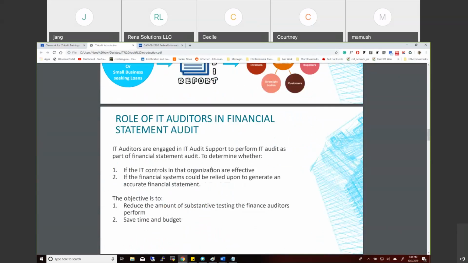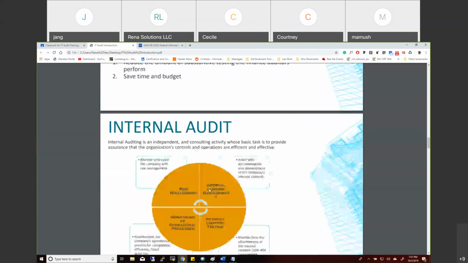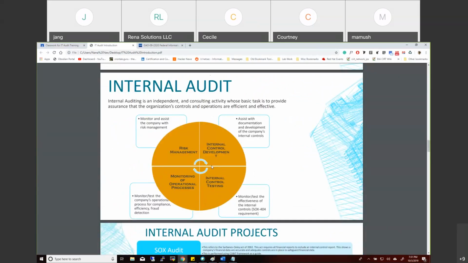That's it for financial statement audit. So going down to internal audit. One of the questions on the homework was, what are the different types of internal audit projects? Some people said risk management, internal control development, internal control testing, and monitoring of operational processes. And that was wrong.